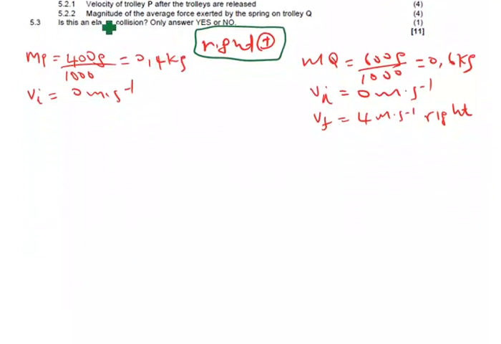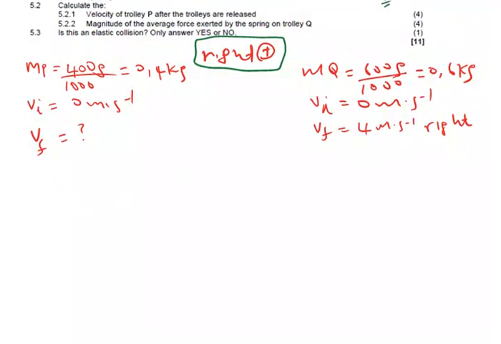Then 5.2, calculate the velocity of P after the trolleys are released. That is, we are looking for the final velocity of P. Now we are going to use the conservation of linear momentum, which says, that is 5.2.1, the sum of the momentum initial is equal to the sum of the momentum final.